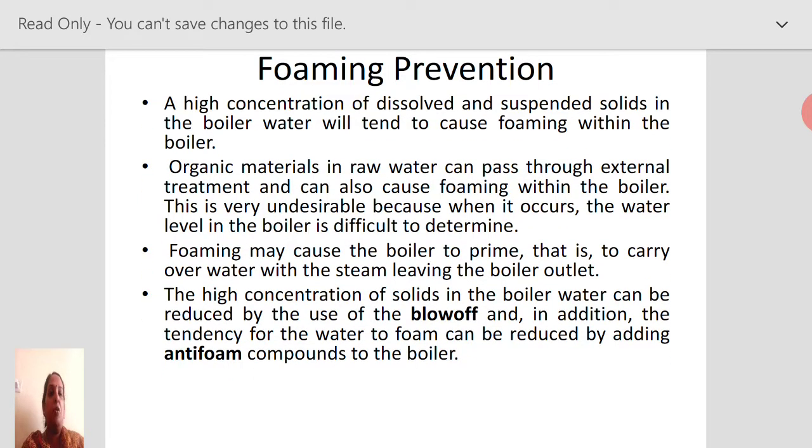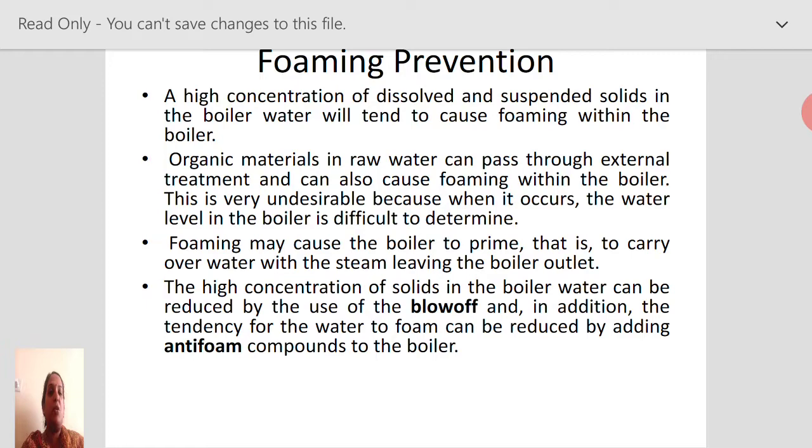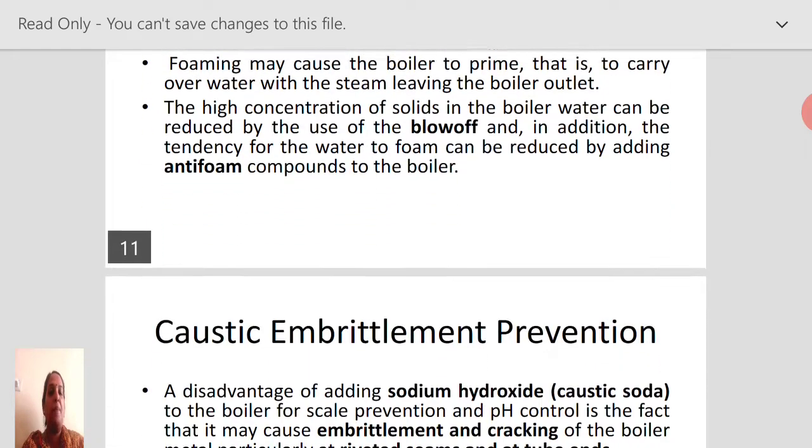So in order to minimize all these things, we go for anti-foaming compounds. We add these as chemicals in the internal treatment in the boiler, so that all the foam producing materials get removed. Normally foam is produced by high concentrations of dissolved as well as suspended solids, as well as organic materials in the raw water. So when we use these anti-foam compounds, they reduce the tendency of the water to foam.